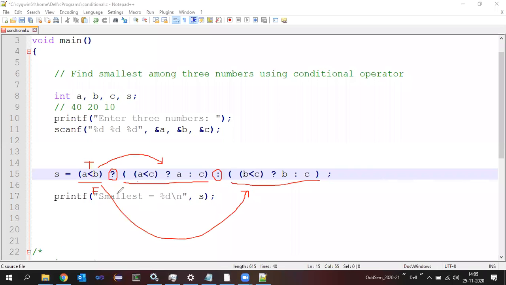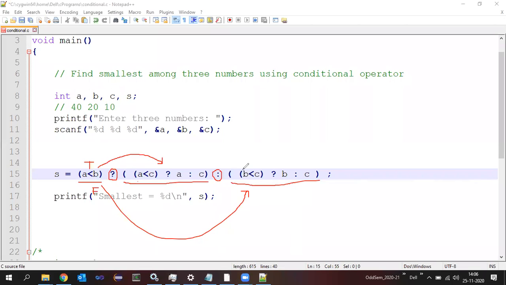Now try to analyze here with the values 40, 20 and 10. Consider these examples only. Now, is a less than b? That is, is 40 less than 20? No. That means it is not going to call expression 2. Then what will it do? It will call expression 3 over here.